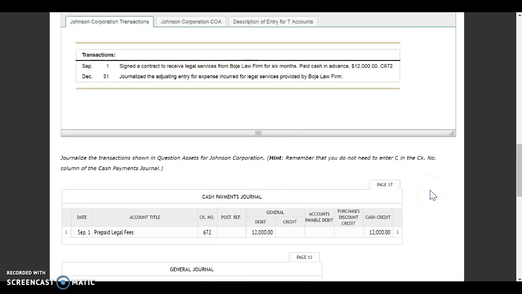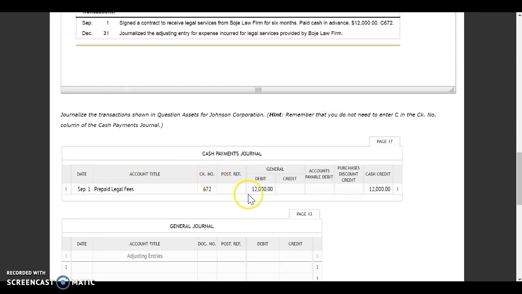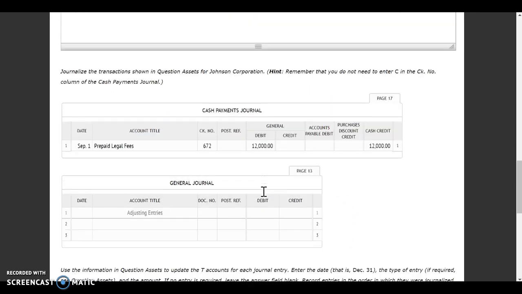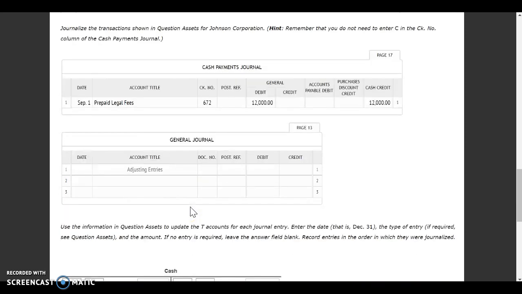Next, I have an adjusting entry that I need to journalize for the expense incurred for legal services provided by Bourget Law Firm, December 31st. So here's where I prepaid them for 6 months of work. Here's where I need to do that adjusting entry now to pay for, or not pay for because I've already paid for it, but now I need to look at what I actually paid for work and what is still prepaid. So let's go ahead and do December 31st as the date.